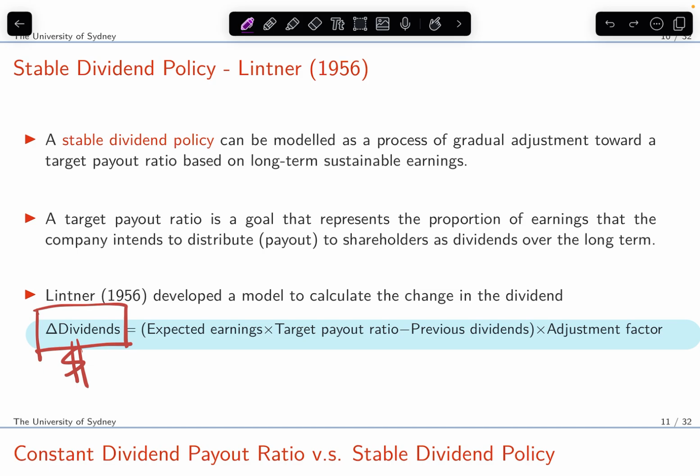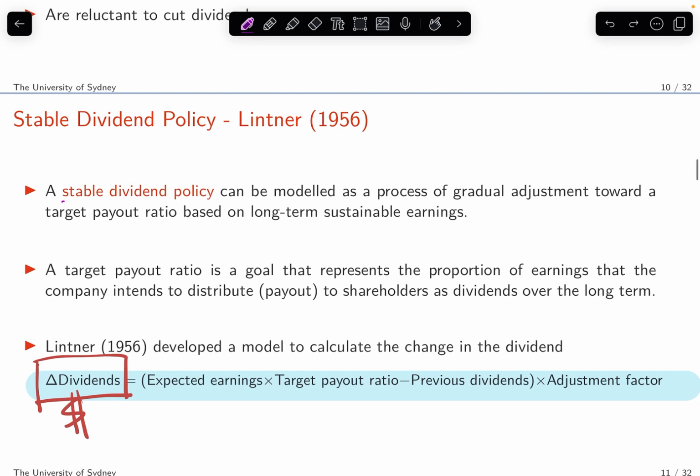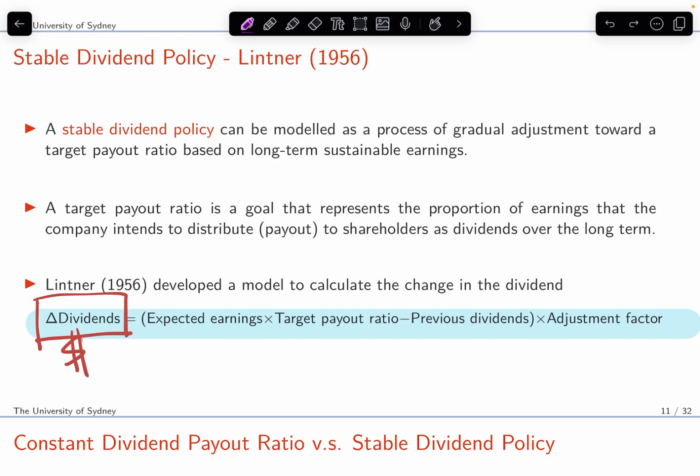So another dividend policy here is the stable dividend policy, which could be modeled as a process of gradual adjustments towards a target payout ratio based on long-term sustainable earnings. A target payout ratio is a goal that represents the proportion of earnings that the company intends to distribute, or pay out, to shareholders as dividends over the long run.